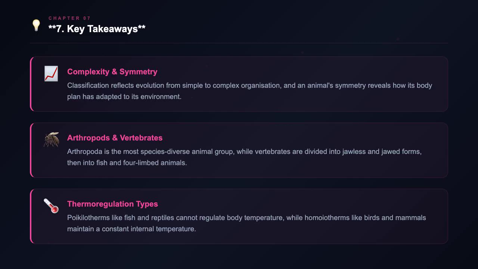Arthropoda is the most successful animal group, with the greatest species diversity. Vertebrates are divided into jawless and jawed animals, and then into fish and four-limbed vertebrates. Animals are also classified by thermoregulation. Poikilotherms, like fish and reptiles, and homoiotherms, like birds and mammals, which maintain a constant internal temperature.